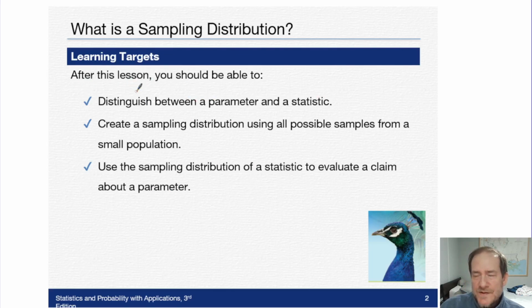So again, by the end of this lesson, you'll need to understand a couple of vocabulary words, a parameter versus a statistic. We're going to need to create a sampling distribution using all the possible samples drawn from a small population. And then we'll be able to use the sampling distribution of a statistic to evaluate a claim about a parameter. Some of this will feel like stuff we've done before, because honestly, we have. But we'll revisit some of these ideas and go after them with a little bit more depth than we have before.